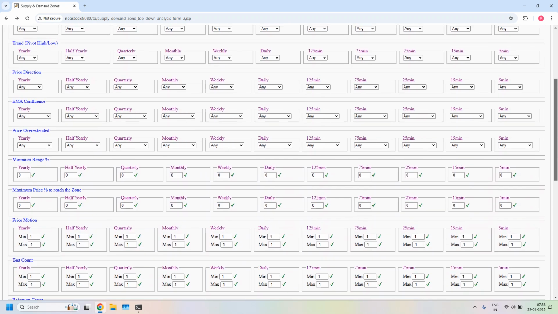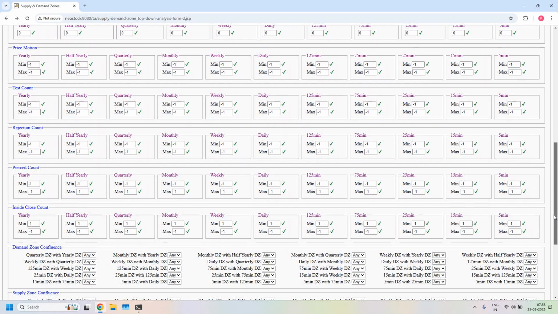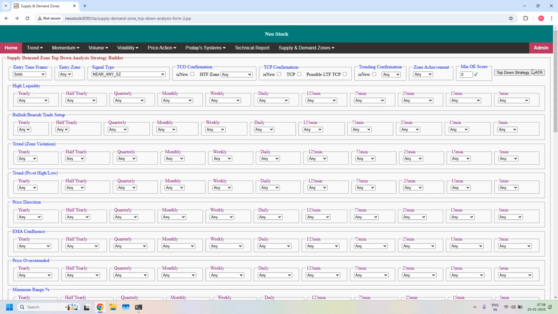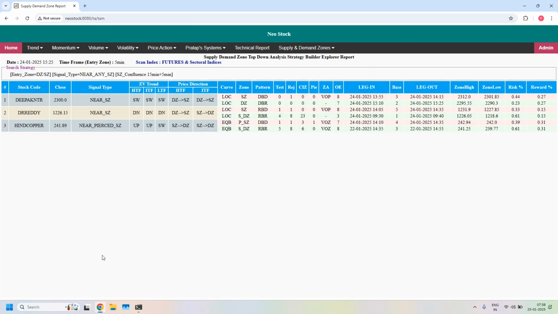So in the supply zone confluence, 5 minute supply zone with 15 minute supply zone confluence, I am enabling the filter. We got 3 stocks. Out of these 3, the third one is a pierced supply zone, you can't use it.